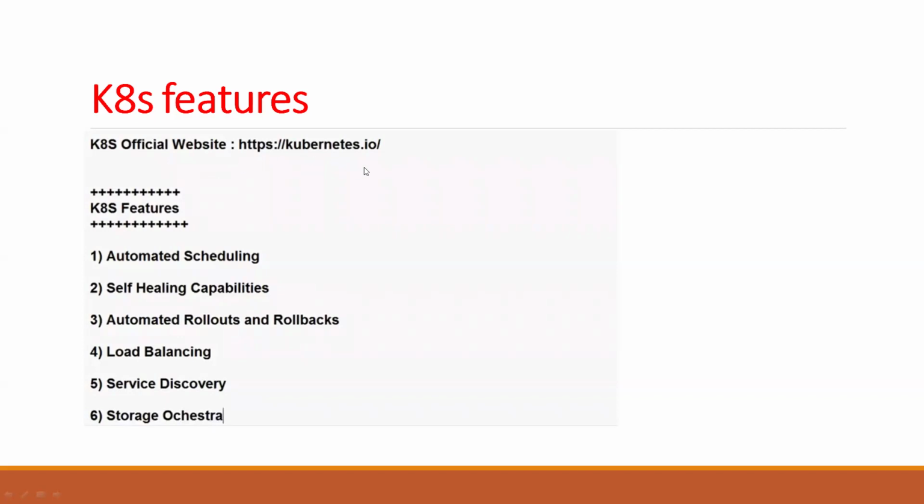Guys, you are not reading. So kubernetes.io. The Kubernetes features are automated scheduling, self-healing capabilities, automated rollouts and rollbacks, load balancing, service discovery, and storage orchestration. These are the key features. What does self-healing mean? If any pod crashes, it automatically starts a new pod. Automated rollouts and rollbacks: if you want to roll back, it automatically rolls back. What is load balancing? It is sharing the traffic.